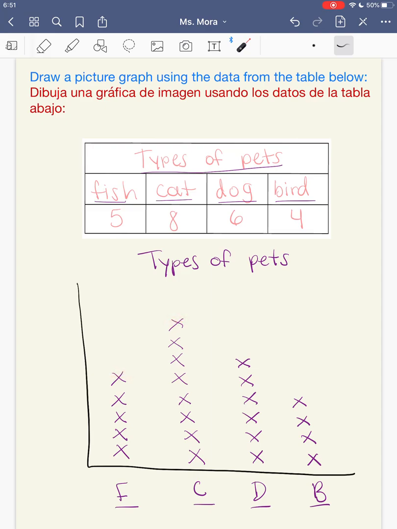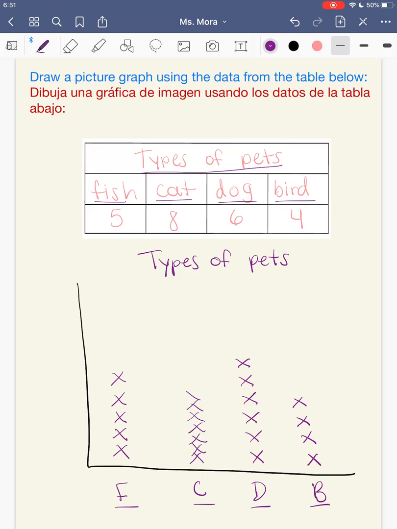What I don't want to see is this, okay? So maybe you're rushing, and you're going to say 8 people like cats, so I have 1, 2, 3, 4, 5, 6, 7, 8. Okay, you drew 8 X's. That's correct. I see 1, 2, 3, 4, 5, 6, 7, 8.